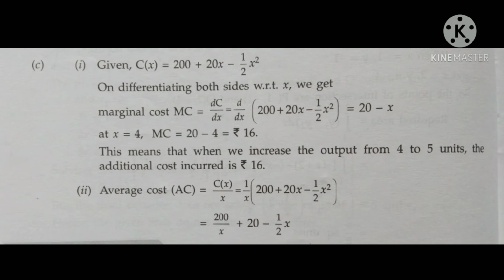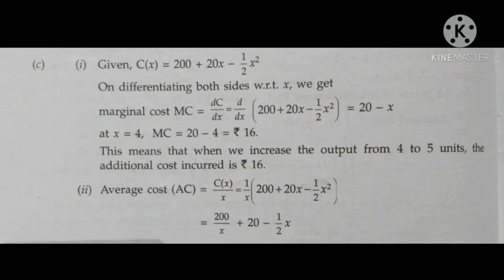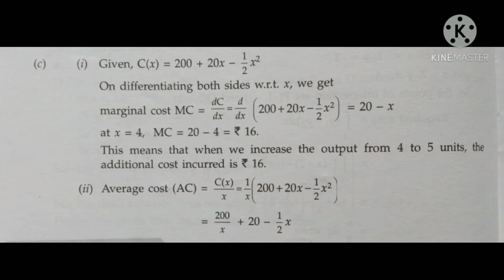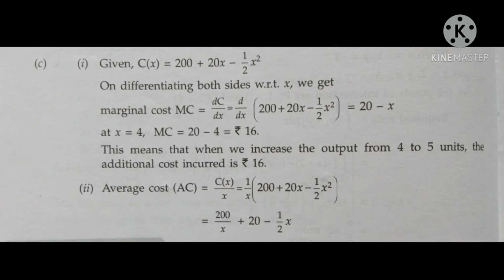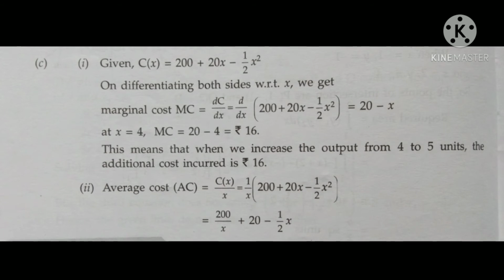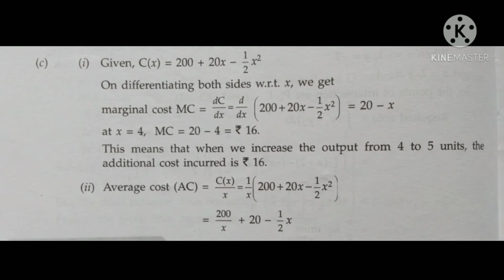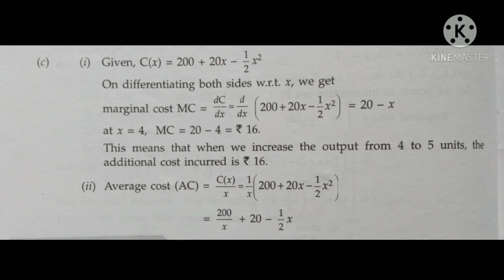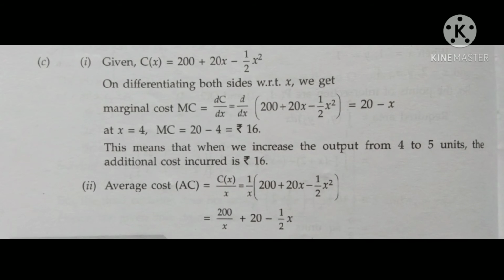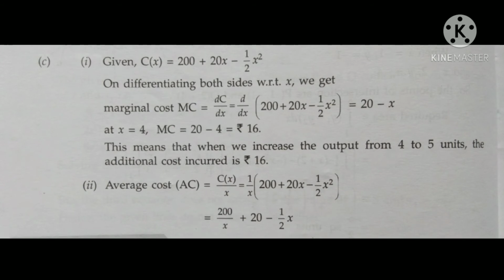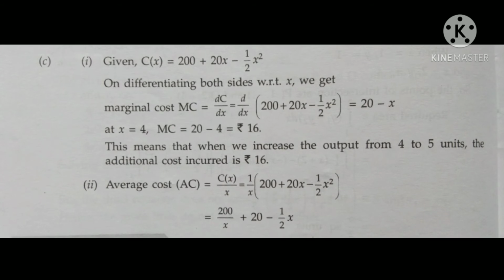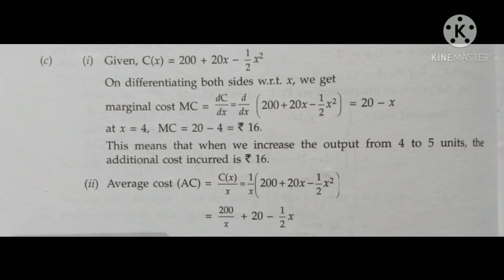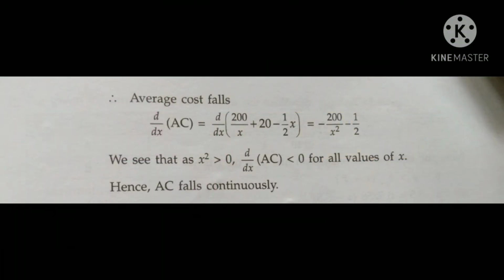Now if we want the interval where average cost is decreasing, then we have to calculate d/dx of AC less than 0. As we know, for a decreasing curve, the first order derivative of that function must be less than 0, and if we want the increasing part, we have to find d/dx of AC greater than 0. So here we find d/dx of AC, that is the first order derivative of average cost, then we find at which interval it is less than 0.